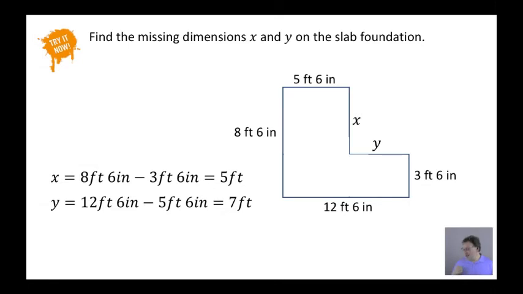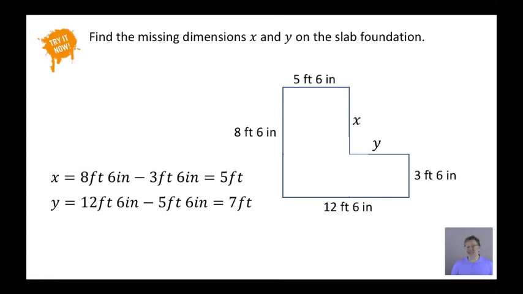If I subtract the length of that wall from the length of the larger wall, 8 feet 6 inches, then I should get the length of X. So you can see the calculation there on the left. 8 feet 6 inches minus 3 feet 6 inches is simply 5 feet. In a similar fashion, how can we find the length of Y?